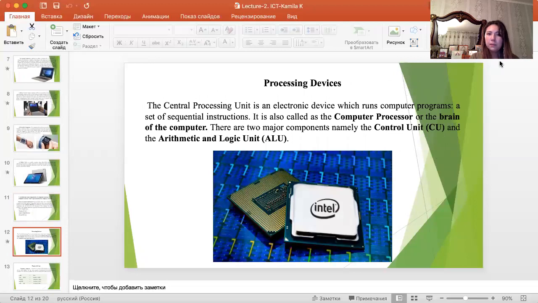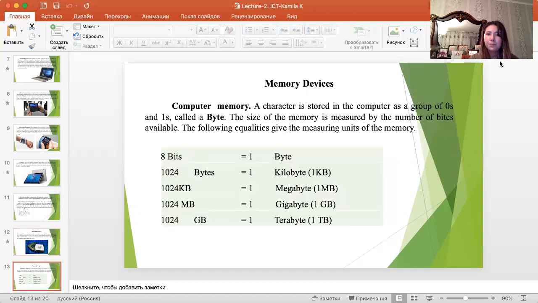Processing devices. The central processing unit is an electronic device which runs computer programs with a set of sequential instructions. It's also called the computer processor or the brain of the computer. There are two major components, namely the control unit and the arithmetic and logic unit.